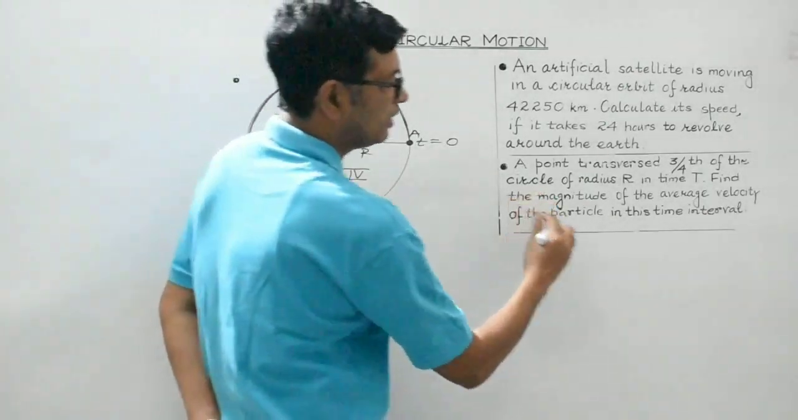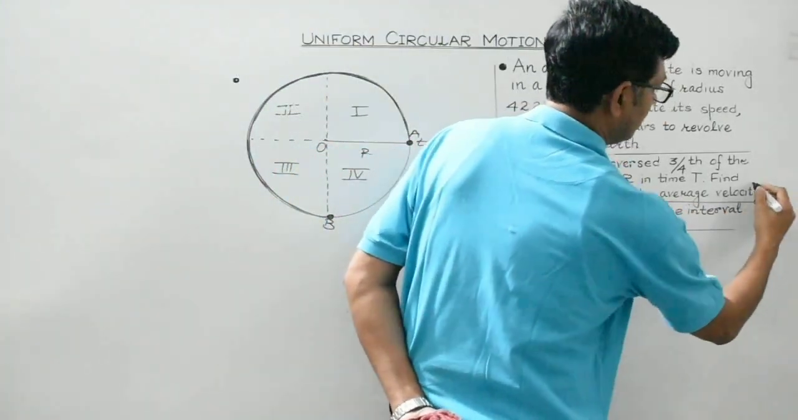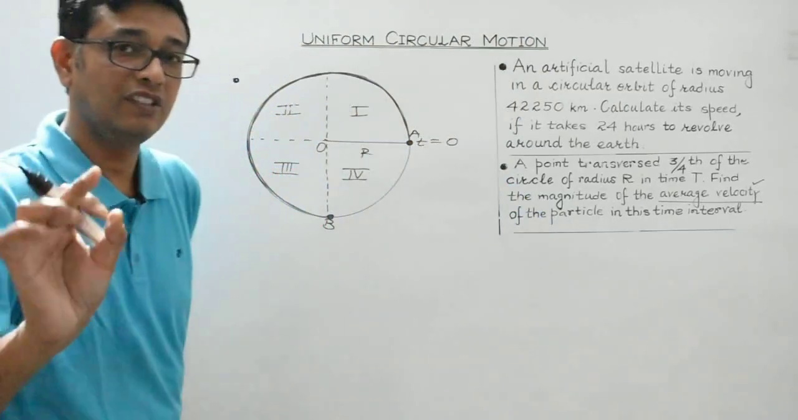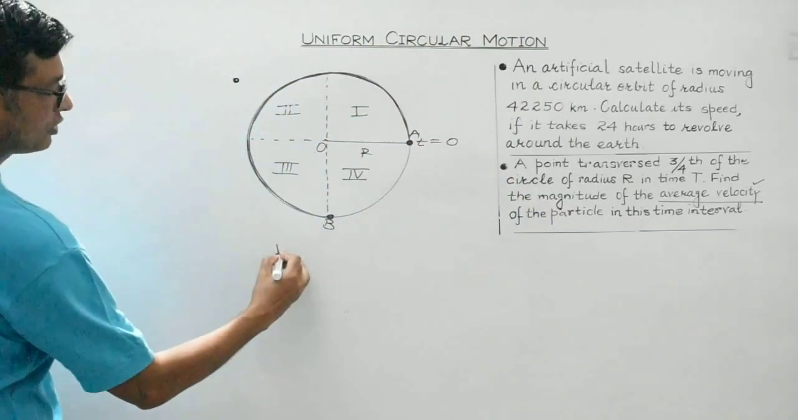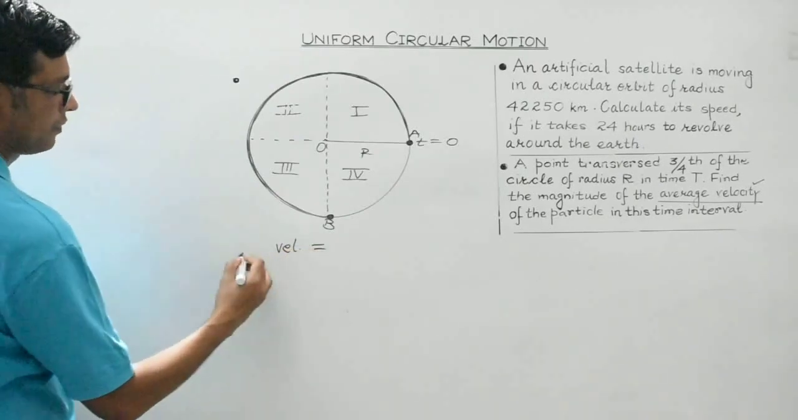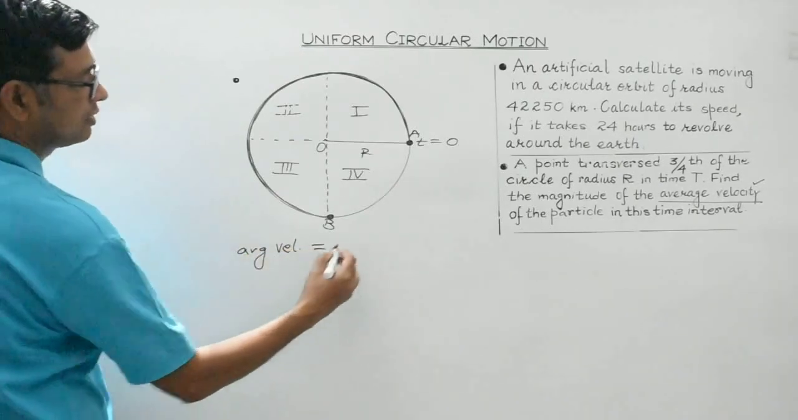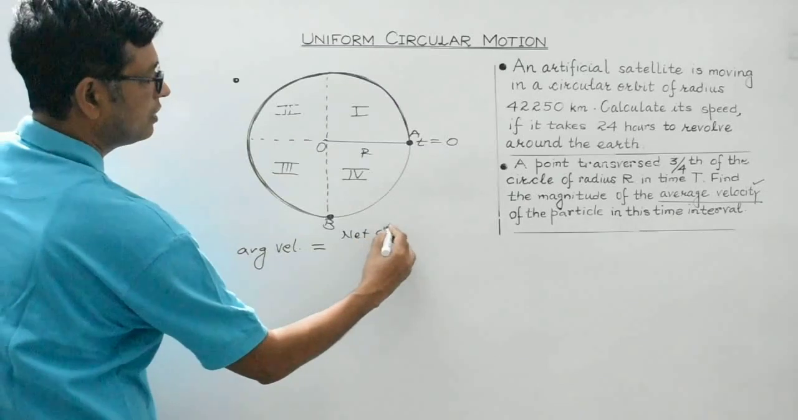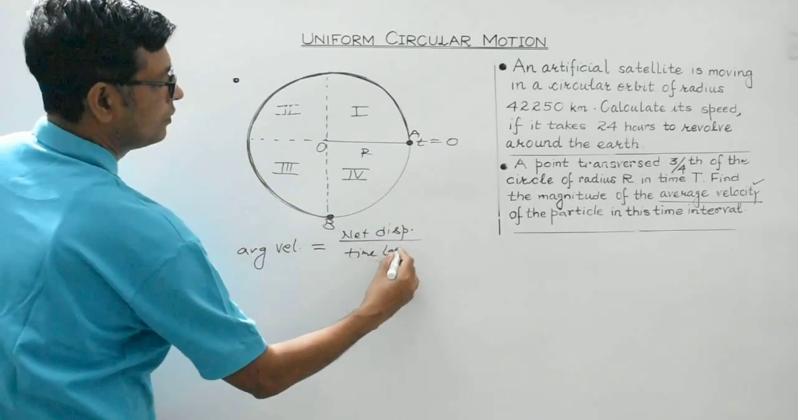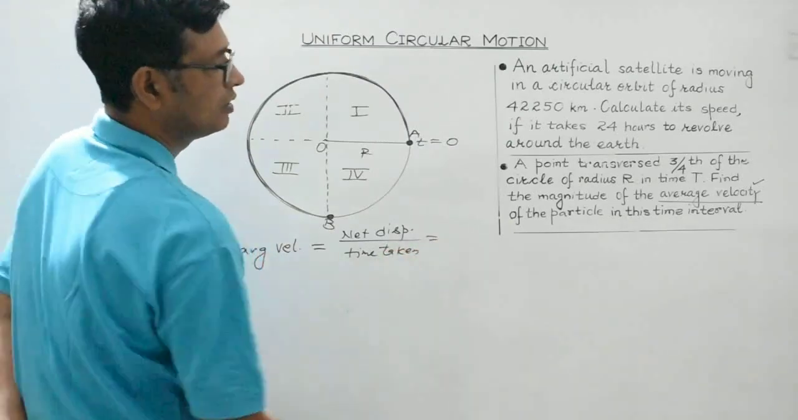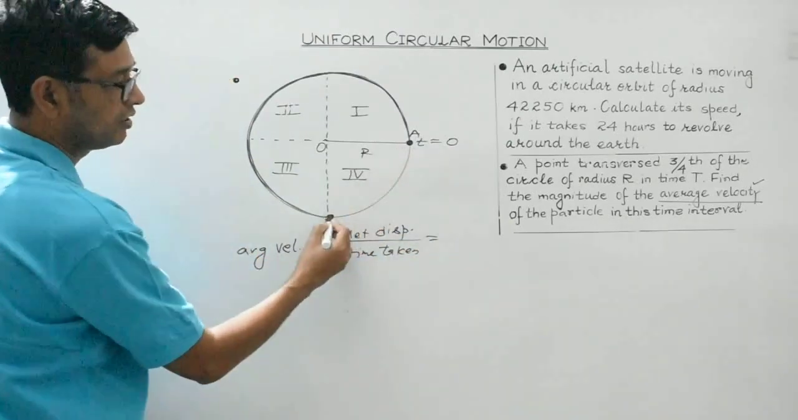Now look, find the magnitude of average velocity. This is the keyword, velocity, not speed. It is the velocity that is given. Now average velocity is net displacement divided by time taken. This is the formula. This is the initial position and this is the final position.